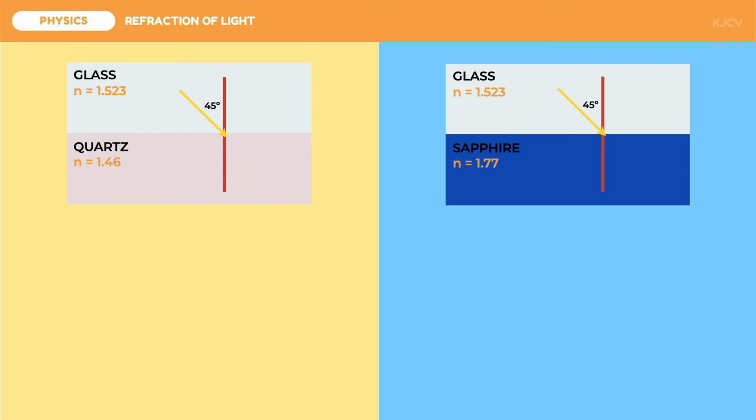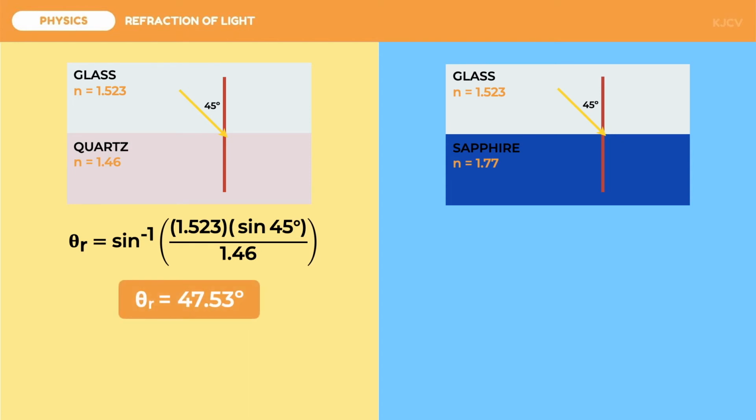We have the inverse sine of the index of refraction of glass, which is 1.523, multiplied to the sine of the angle of incidence, which is 45, all over the index of refraction of quartz, which is 1.46. This expression should result in an angle of refraction in the quartz layer of 47.53 degrees.